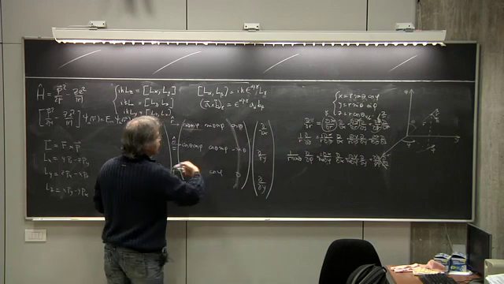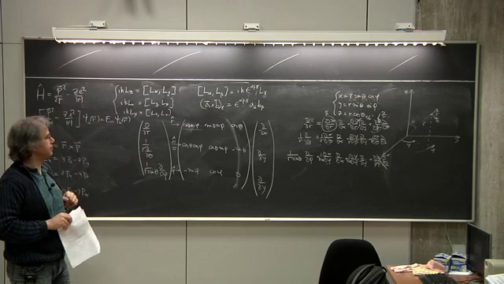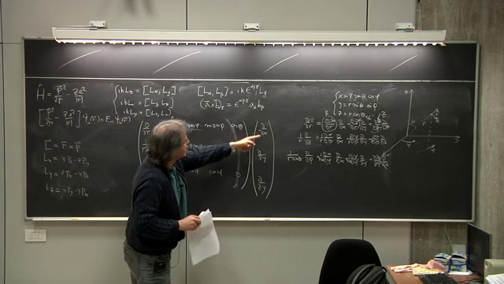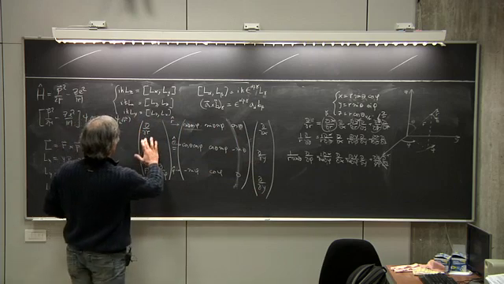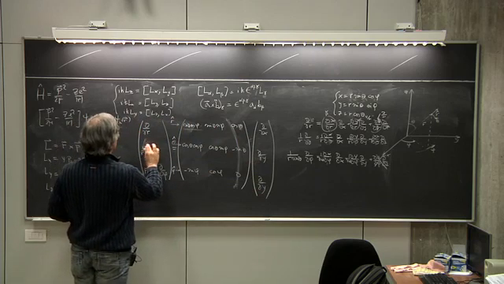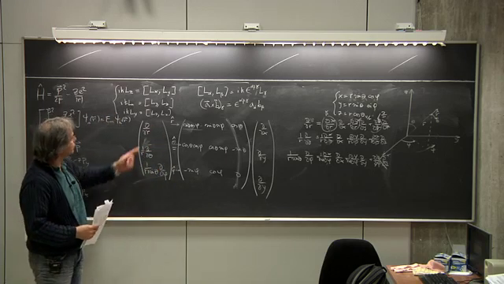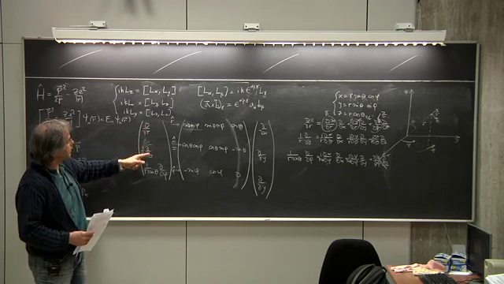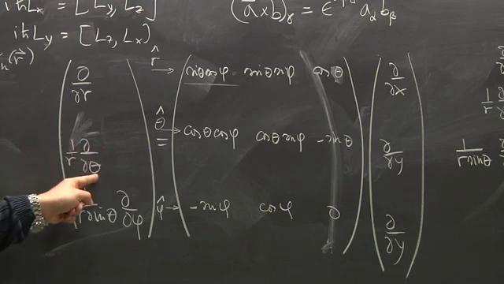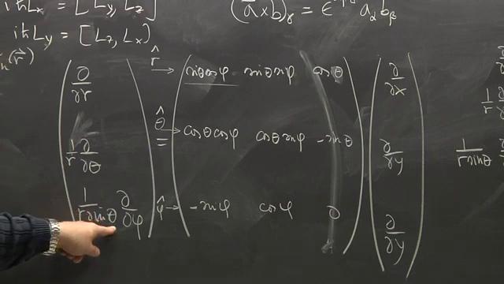So the three rows are just the three unit vectors of the new coordinate system. This is the gradient in Cartesian coordinates, and this is the gradient in spherical coordinates. So the radial component is just d in dr. The theta component is 1 over r d in d theta, and the phi component is 1 over r sine theta d phi. Good.